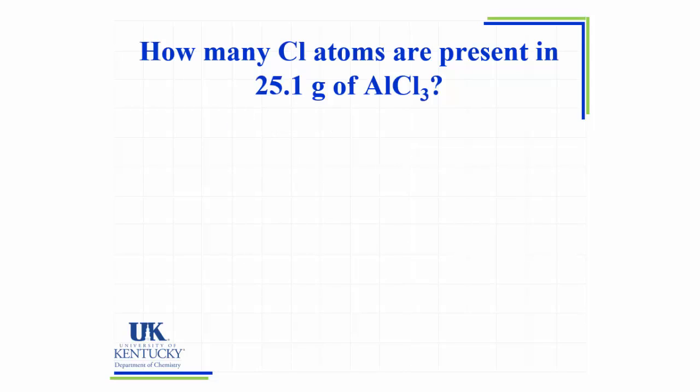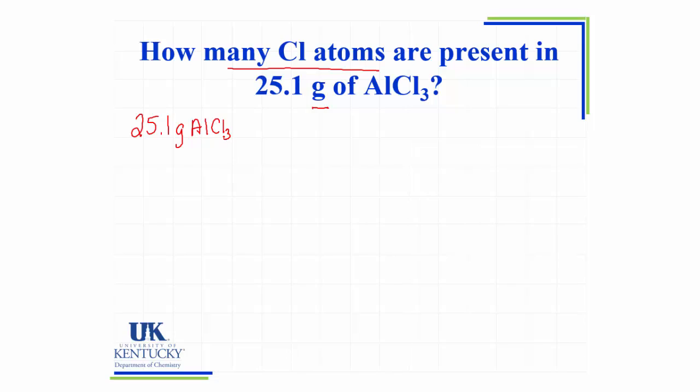Here in this problem, we're given grams of aluminum chloride, and we're looking to find how many chlorine atoms we have. So we know we're going to have to start with the 25.1 grams of aluminum chloride because it's the only number we're given in the problem. Now, I can't go from grams directly to atoms. We have to go through moles. And this will be a common theme both looking at compounds, but also when we start looking at reactions, that the first thing we do is we convert to moles.